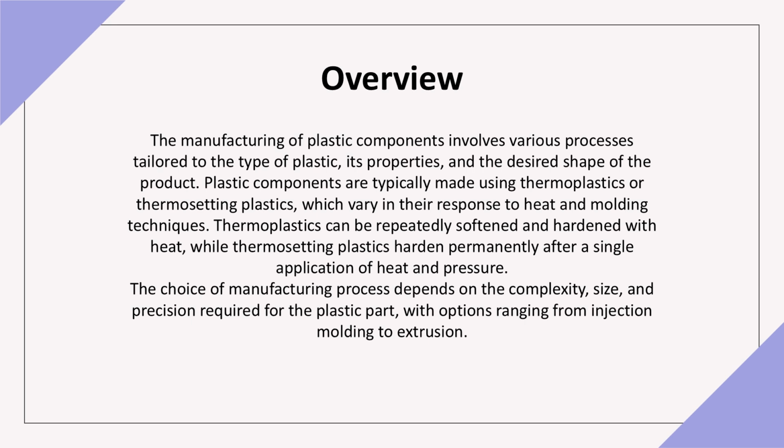Plastic types fall into two main categories: thermoplastics and thermosetting plastics. Thermoplastics can be repeatedly softened with heat, while thermosetting plastics harden permanently once shaped. This section will introduce the main processes, from injection molding to extrusion, each offering unique benefits for shaping plastic.